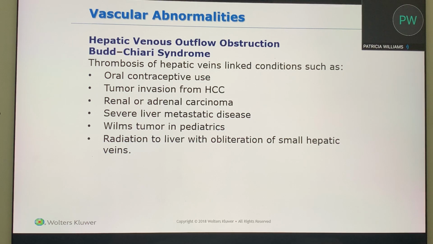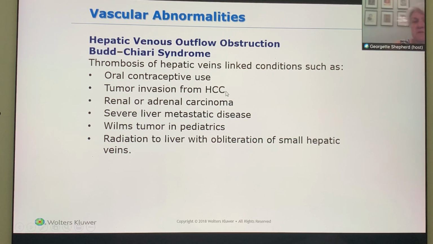It is linked to birth control pills, tumor invasion from hepatocellular carcinoma, renal cell carcinoma, adrenal carcinoma, severe liver mets, and Wilms tumor. Wilms tumor is called a nephroblastoma. It only happens in pediatrics.